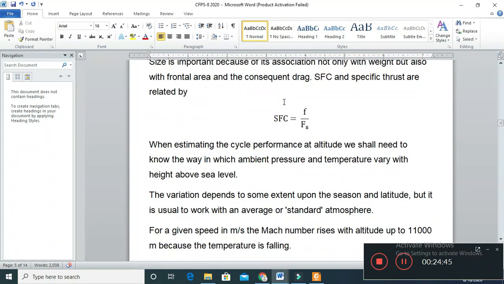We can relate the specific fuel consumption with specific thrust using this formula. The small f is the fuel air ratio mf/m, and specific thrust is Cj minus Ca.